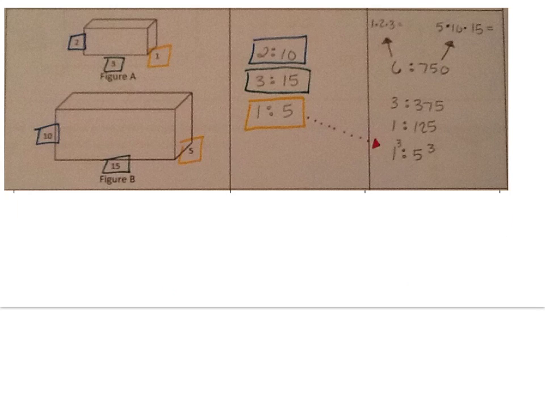Now I'm going to compare all three, height, width, and length of a rectangular prism. 2 to 10, 3 to 15, 1 to 5. 1 to 5 is the most simple comparison of side lengths. Go ahead and calculate your volume. Length, width, and height gives me 6. Length, width, and height gives me 750. Go ahead and simplify that. If I divide by 2 and then I divide by 3, I'm left with 1 compared to 125, which are both perfect cubes. And then I can compare that back to my most basic comparison of single dimension side lengths.